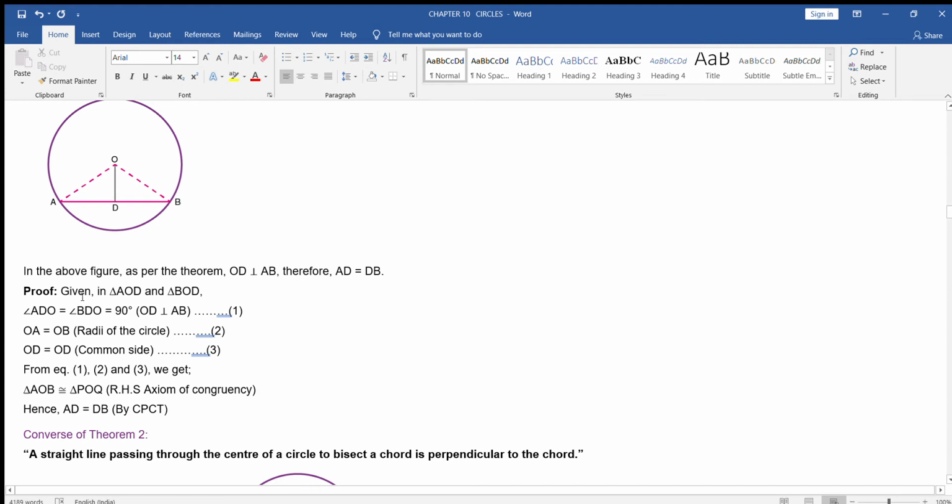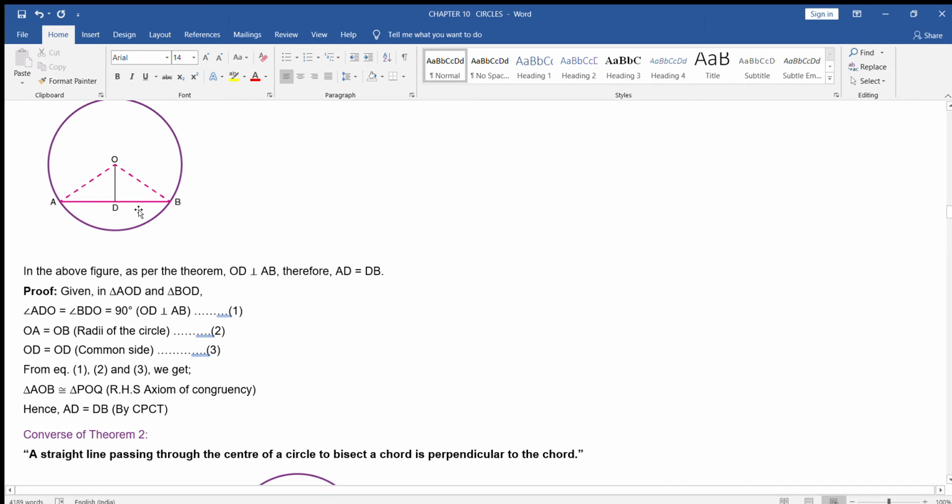In this given diagram, we have two triangles: triangle AOD and triangle BOD. Now in these two triangles, what do we have? These two angles are 90 degrees, given to us because it is perpendicular. OA is equal to OB, the radii of a circle, and OD is common. Now we have two sides and one angle. This is the 90 degree angle and this one is the hypotenuse, so the criterion is RHS. While writing, you should know the correct criterion to use. So by the RHS criterion, both triangles are congruent.